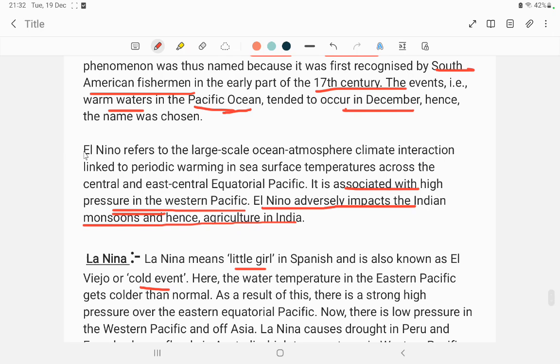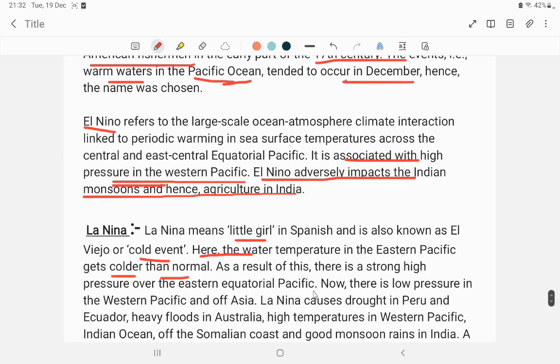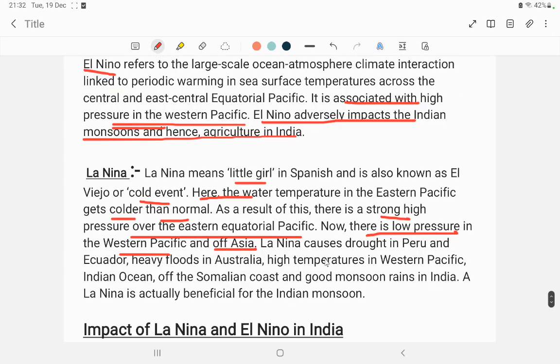El Nino is warm, La Nina is cold water. The water temperature in the Eastern Pacific gets colder than normal. As a result, there is high pressure over the Eastern Equatorial Pacific, and low pressure in the Western Pacific and over Asia. La Nina causes drought in Peru and Ecuador, heavy rain in Australia, and high temperature and good monsoon rains in India. So La Nina is actually beneficial for the Indian monsoon.